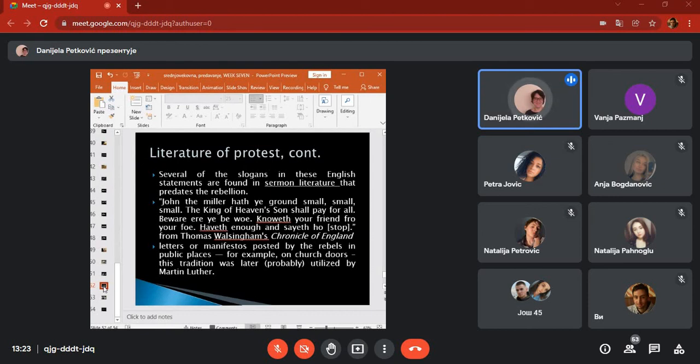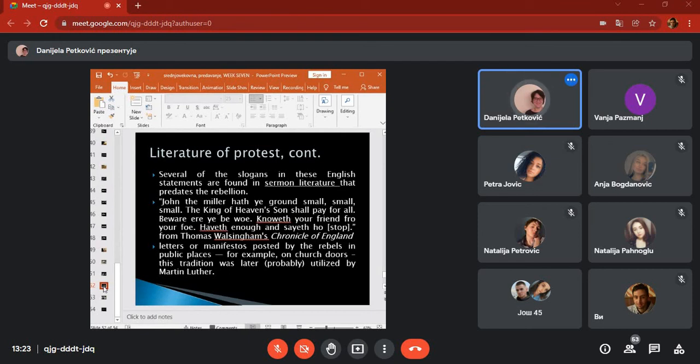And what I can gather, because it is utterly mysterious, what I can gather from this slogan, from this exclamation, is that people have had enough and they had to say ho, which means stop. And they relied on Heaven's Son, on Jesus to pay for all. So in a way, they got courage from Jesus and from his example.